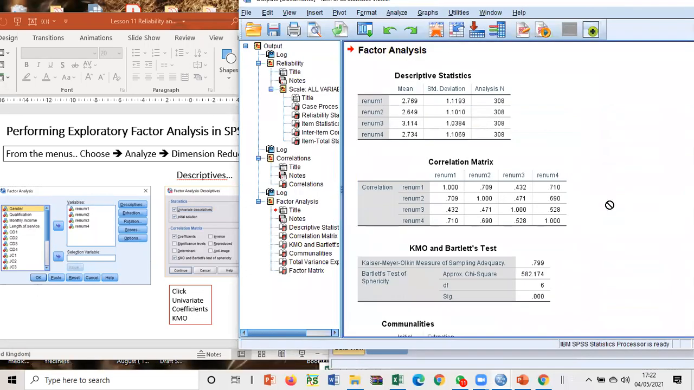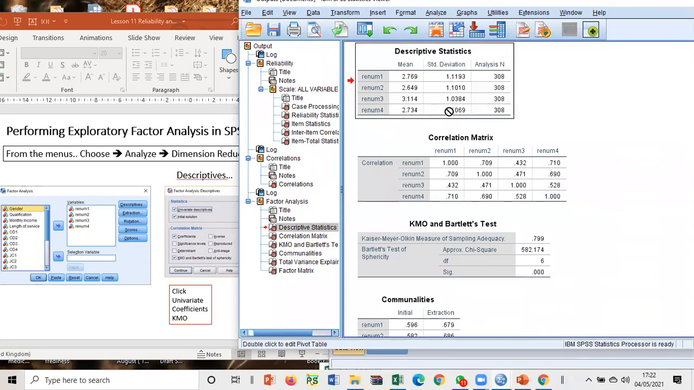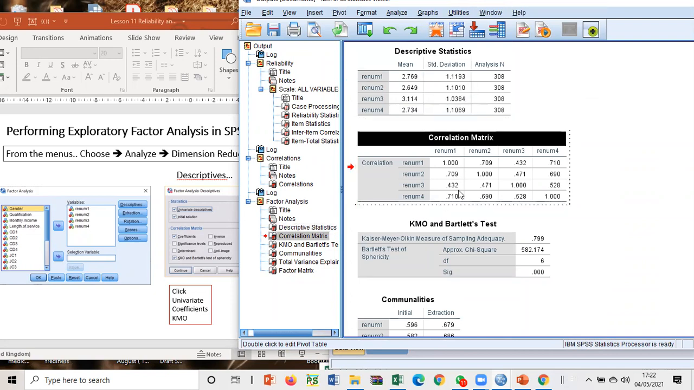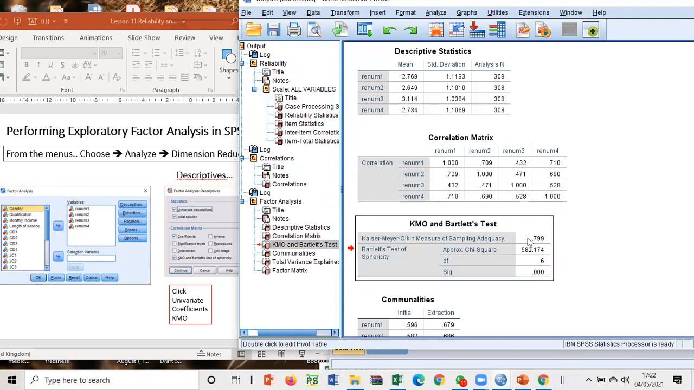Okay, look at the results. Point number 1. Are the correlations all more than 0? Sorry, the standard deviations? Yes. Okay. Yes, the standard deviation is more than 0. The highest correlation value here is 0.71, so the highest value is between 0.3 and 0.9. Three values are more than 0.7.